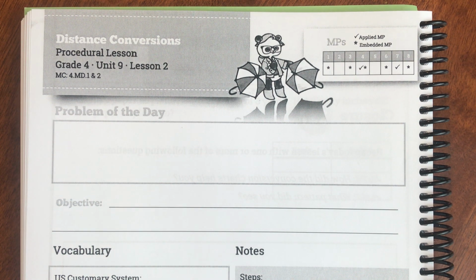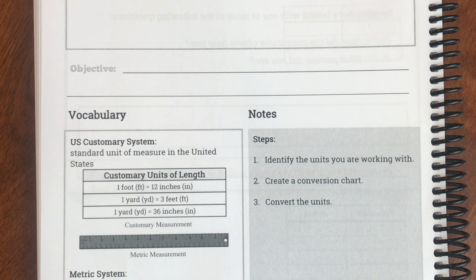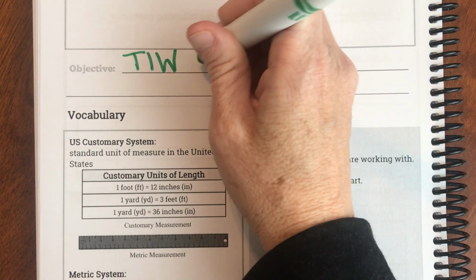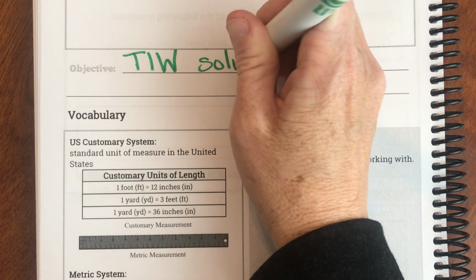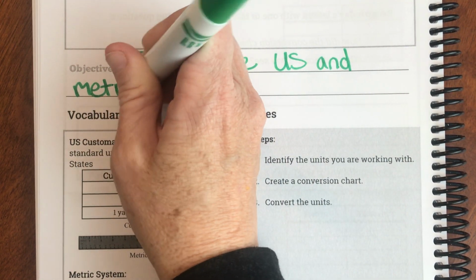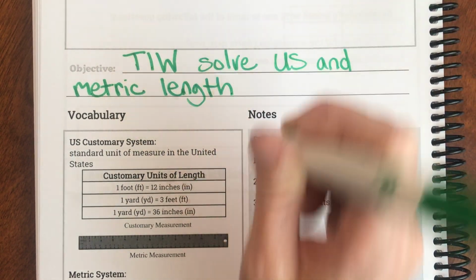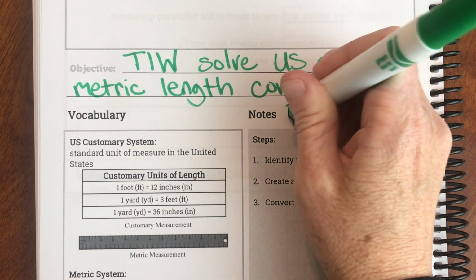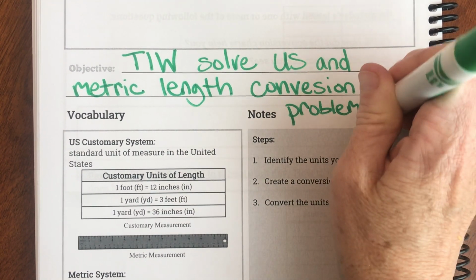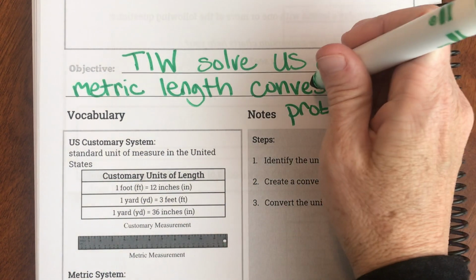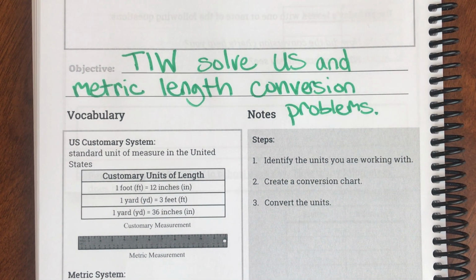Okay, our goal for today is similar to yesterday. We're just going to continue solving problems with our distance. Today I will solve US and metric length conversion problems. We're going to be doing the US system and the metric system, both in length. I spelled conversion wrong, I'm so sorry. So we're going to be converting them.